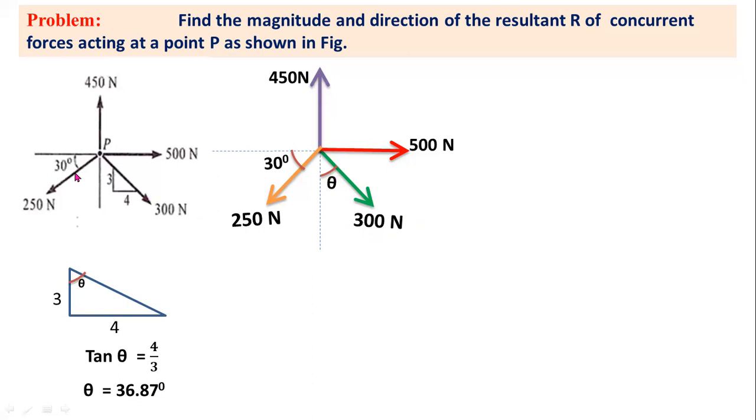So I converted this given diagram into this diagram. Then after, we have to convert this force diagram into a horizontal and vertical forces diagram. So this is the x and y axis. Here I am drawing the 450 newtons as it is. Then you have to draw this 500 newtons force as it is, because these two forces lie on the quadrant lines.